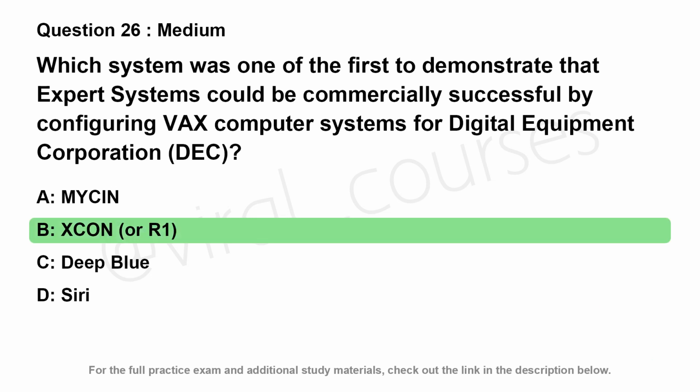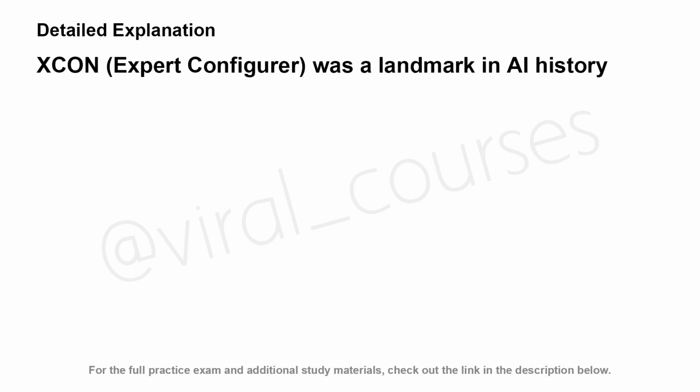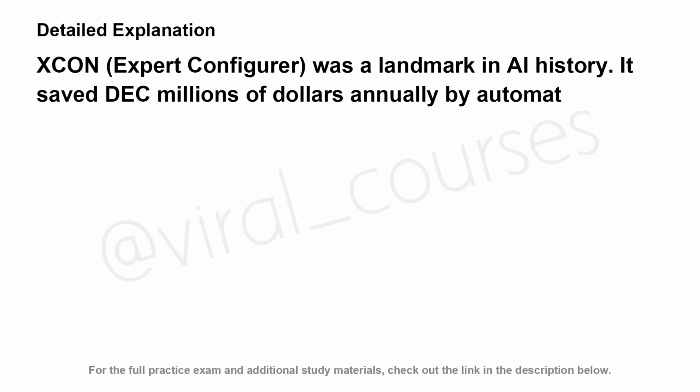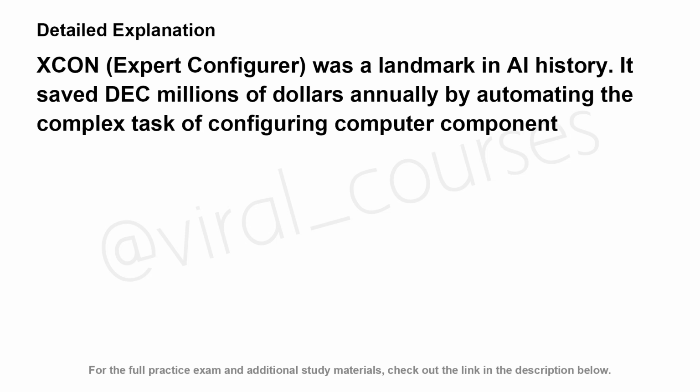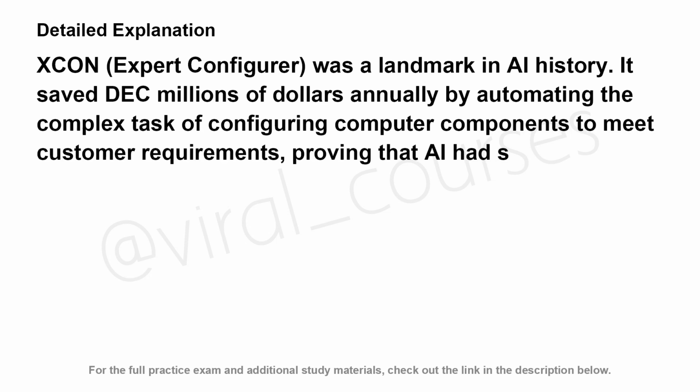The correct answer is B. XCON, Expert Configurer, was a landmark in AI history. It saved DEC millions of dollars annually by automating the complex task of configuring computer components to meet customer requirements, proving that AI had significant industrial value.